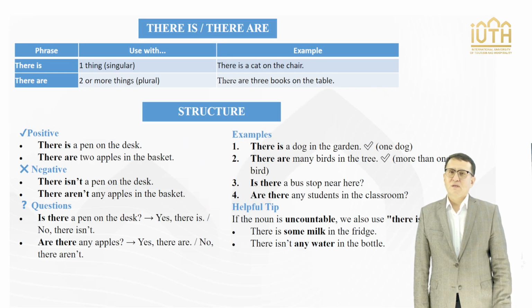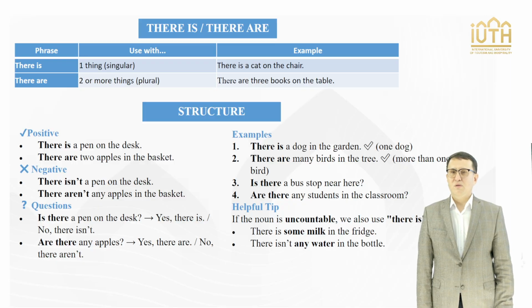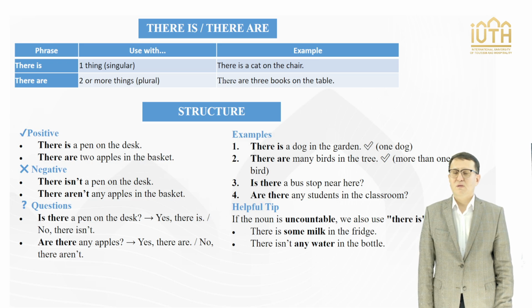Let's turn to today's grammar topic. I'll explain to you the use of there is, there are. We use there is and there are to say something exists or is in place. When to use them? There is is used with one thing in singular form. Example, there is a cat on the chair. There are is used with two or more things, plural. There are 3 books on the table.